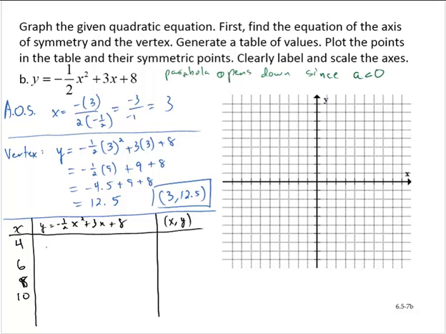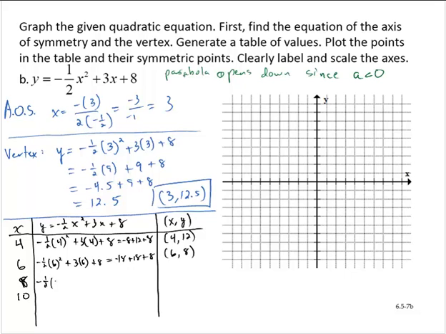All right, so if x is 4, we'd have negative 1/2 of 4 squared plus 3 times 4 plus 8. So that's negative 1/2 of 16, that's negative 8, plus 12 plus 8, that's 12. So we have the ordered pair 4, 12. If x is 6, I have negative 1/2 of 6 squared plus 3 by 6 plus 8. So negative 1/2 of 36, that's negative 18, plus 18 plus 8. And so that's 8, so 6, 8.